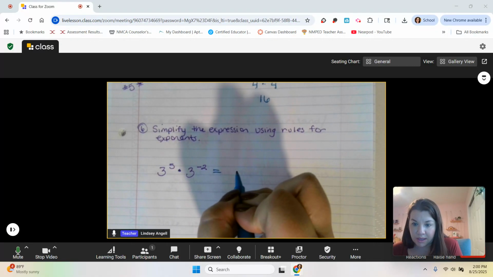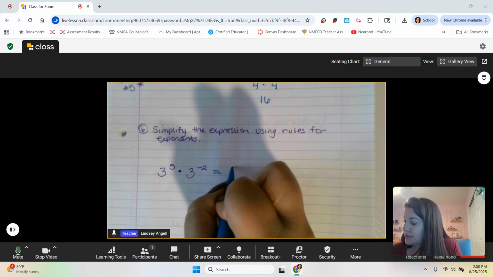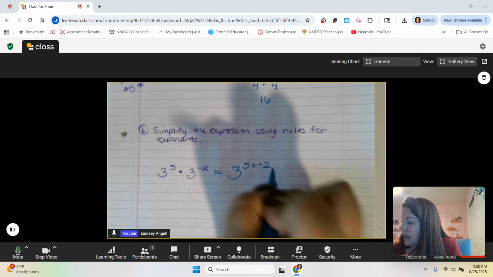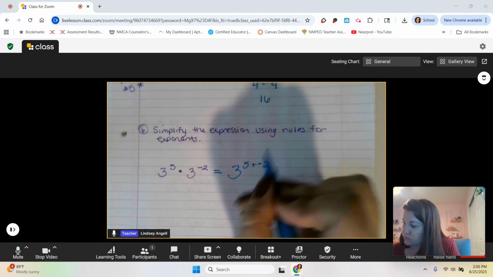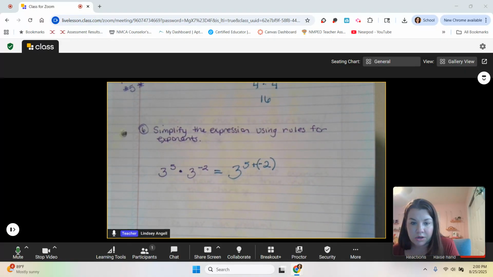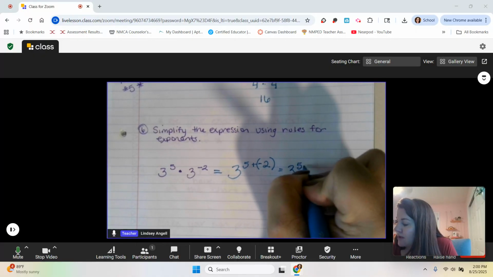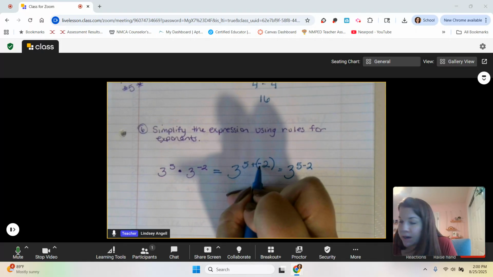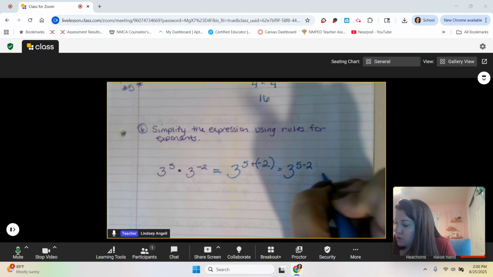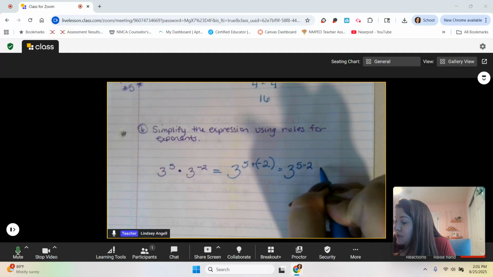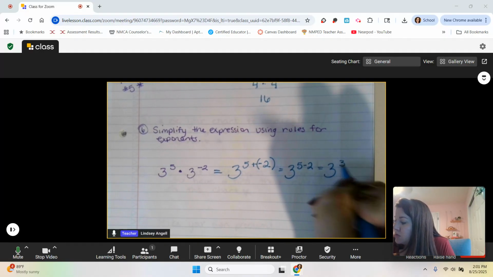So one thing that I could do for this is I could say this is the same thing as 3 to the 5 plus negative 2. Put parentheses around there, make that look a little neater. Well, 5 plus negative 2, that's the same thing as 5 minus 2. Whenever there's an addition symbol right next to a negative symbol, it means to subtract. So then 5 minus 2 is 3. So this is the same thing as 3 to the 3rd power.